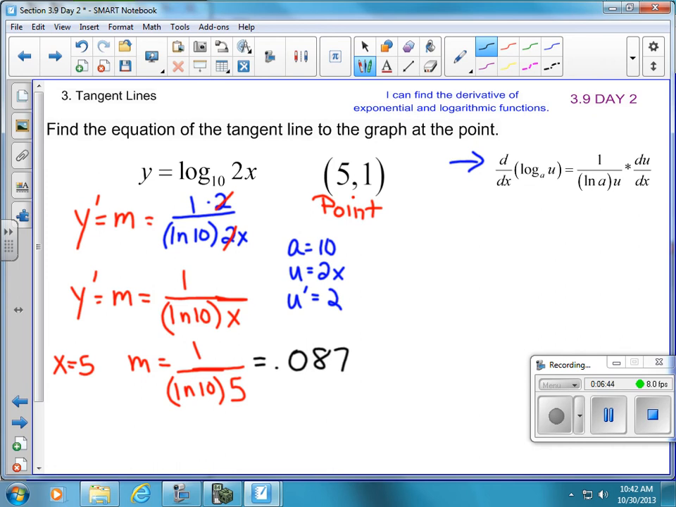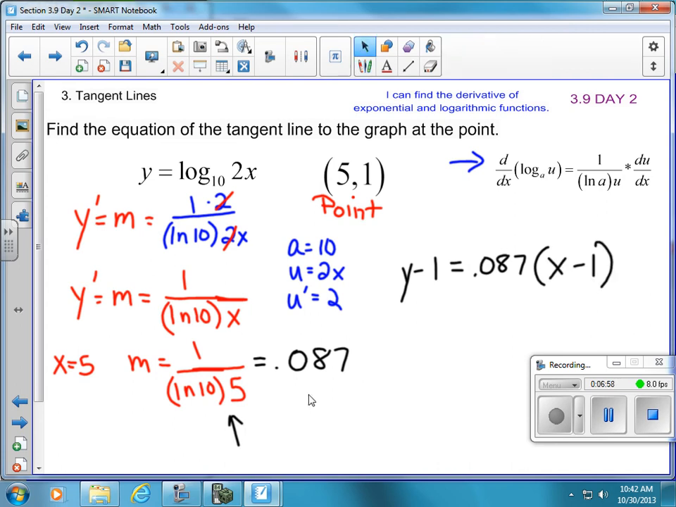I don't know why. And let's write our equation of the line. Y minus 1 equals 0.087, which is your slope. Or you could also write this right here. That would be fine too. X minus 1. And that's the equation of your tangent line. Actually, I need to change this to a minus 5, and that will be the equation of your tangent line, because the x value is 5 and the y value is 1.